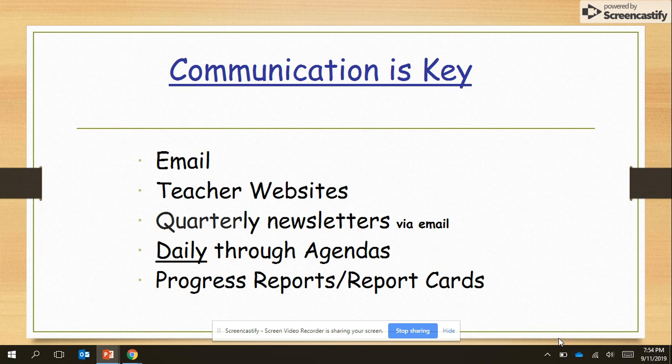So at the end of every quarter, if your child is failing or in danger of failing math or any other subject, you'll get a progress report sent home with them, and you'll be required to sign that progress report, letting us as teachers know that you're aware of how your child is performing academically.